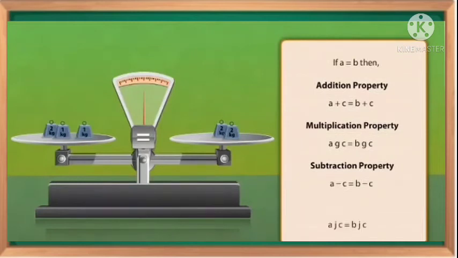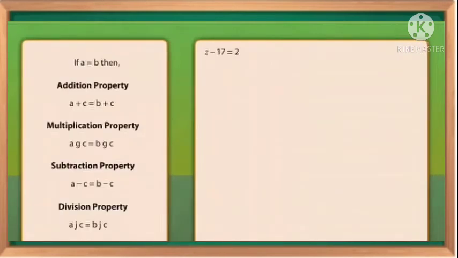You also know that division is repeated subtraction, so the division property can be understood in a similar manner. Let's use these properties to solve the equation z minus 17 equals 2. The idea is to isolate the unknown quantity z. For this, we must get rid of minus 17 from the left-hand side of the equation. To remove 17, we must inverse the operation of subtraction. That is, we add 17 to both sides of the equation.